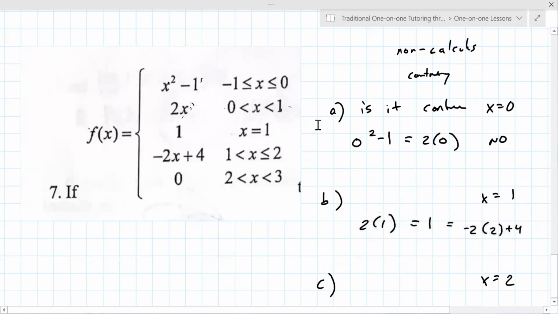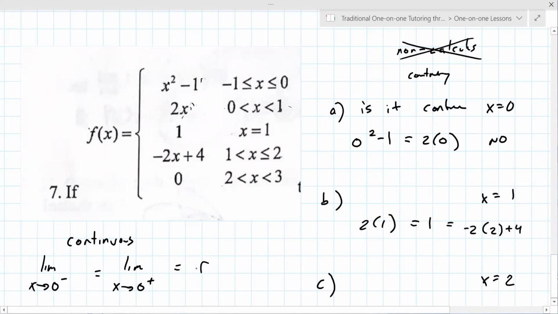So here's what we're actually doing. Now let's go to the calculus. At 1, for something to be continuous, here's what has to happen: the limit as x approaches 0 from the left has to equal the limit as x approaches 0 from the right, which has to equal f of 0.